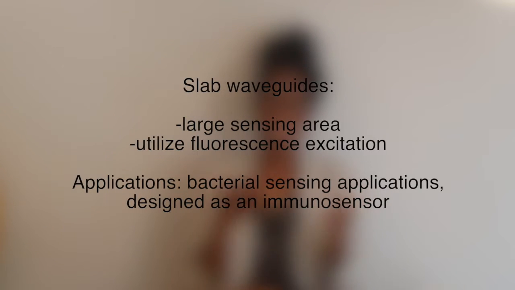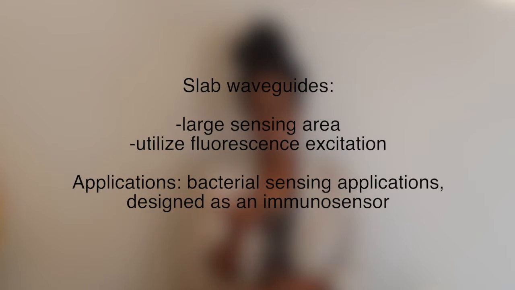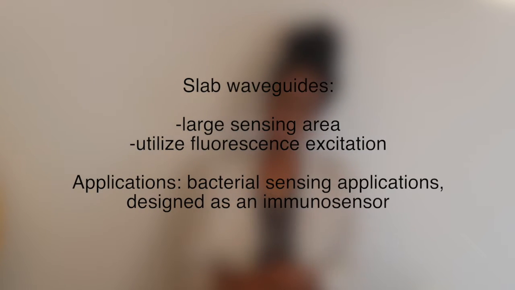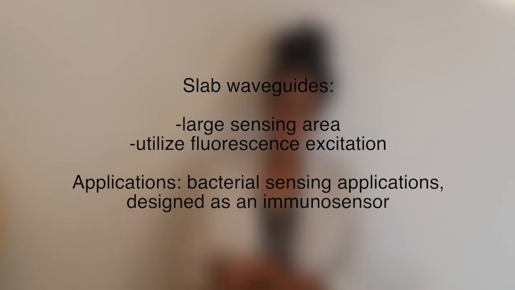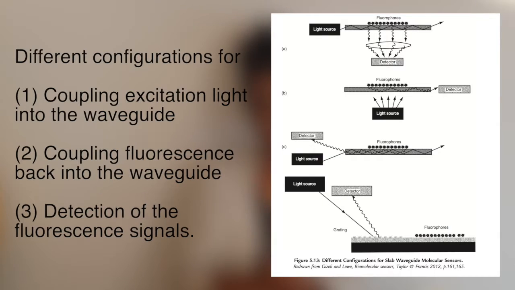So let's dig more into detail on these different types of waveguide-based sensors. With slab waveguides, they take advantage of the large sensing site, which is easily obtained on the top surface of the waveguide layer. They mostly utilize fluorescence excitation by an evanescent field, which is induced on the surface. Now, there are different configurations that could be used for coupling excitation light into the waveguide, coupling fluorescence back into the waveguide, and the detection of the fluorescence signals.